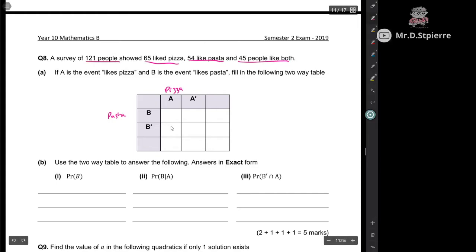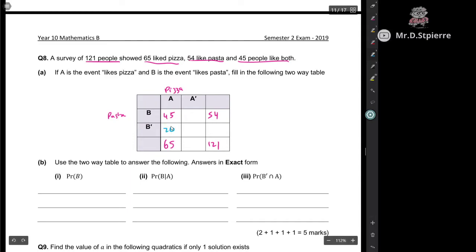Okay, 121 people total. We have 45 people that like both. We have 65 people total that like pizza. And we have 54 people total that like pasta. So we get that over there. And we can now start filling in the rest of it just as a normal two-way table. So purple is what we got from the information, the rest in blue is what we have to figure out.